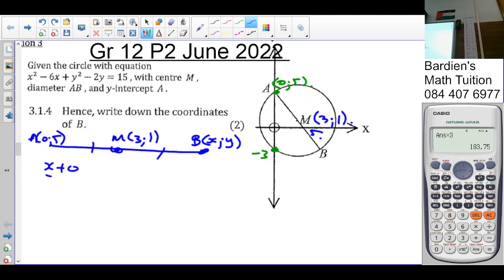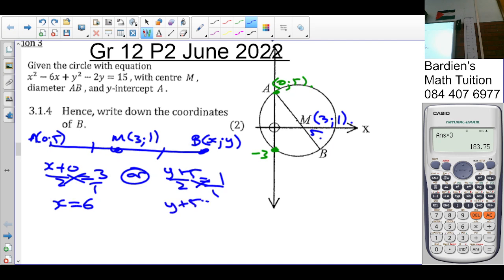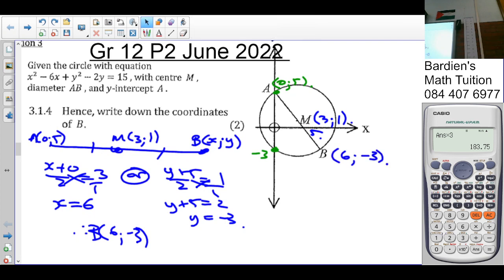So we know that x plus 0 over 2 is equal to 3. And y plus 5 over 2 is equal to 1. So we cross multiply. So 0 plus x, x is equal to 6. Or cross multiply here, so y plus 5 is equal to 2, y is minus 3. So therefore the coordinates of B is going to be 6 and negative 3. Okay. So that's 6 and negative 3.